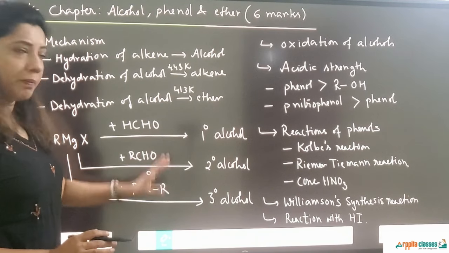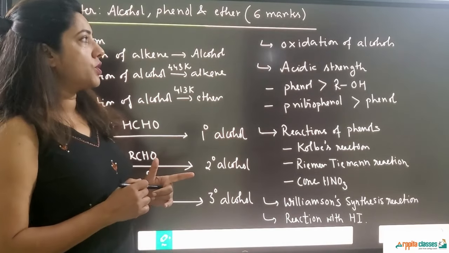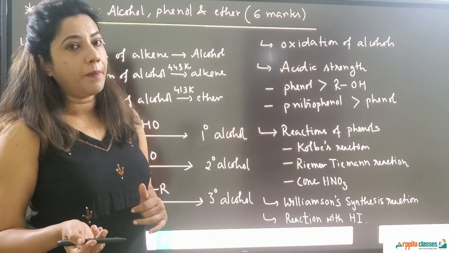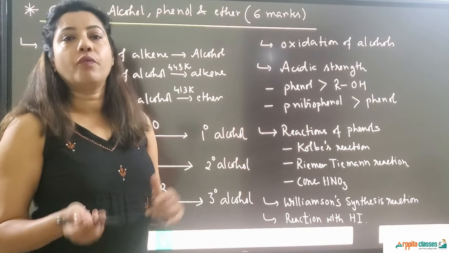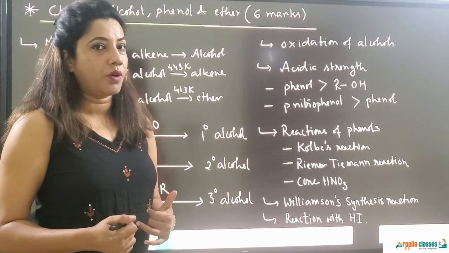Very, very important. Prepare them very nicely. Then we have oxidation of alcohols. This oxidation of alcohols can be done in presence of copper at 573 Kelvin temperature. Then you see what we get from 1 degree alcohol, what we get from 2 degree alcohol, and what we get from 3 degree alcohol.